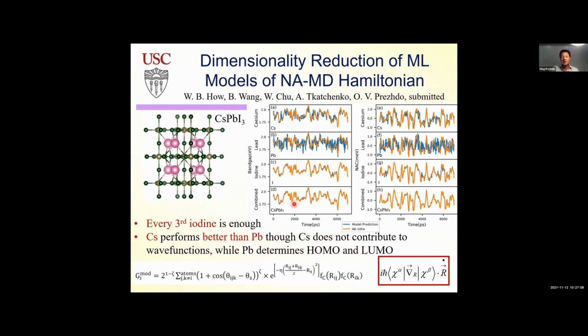What we also discovered is that lead is really bad, which is strange because lead contributes both to HOMO and LUMO, but lead is much, much worse than iodine with the same kind of descriptors. And what we also found is that cesium, which just like MA before, does not contribute to HOMO-LUMO, still gives you a good description. So cesium works better than lead, but iodine is enough, and not even every iodine. We can build good models with just every third iodine.